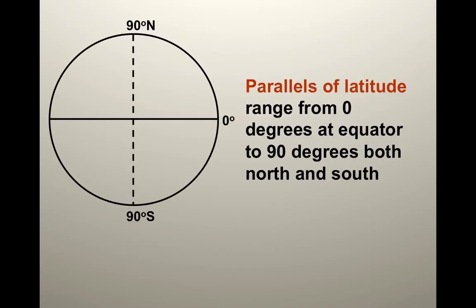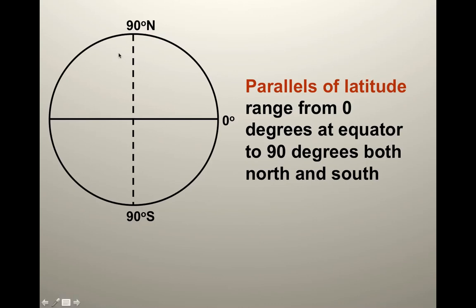Alright, we're going to look at latitude and longitude. So, parallels of latitude range from 0 degrees at the equator, here's your equator, to 90 degrees north, or 0 to 90 degrees south. So, where do we get these degrees from, right? How do we find this?